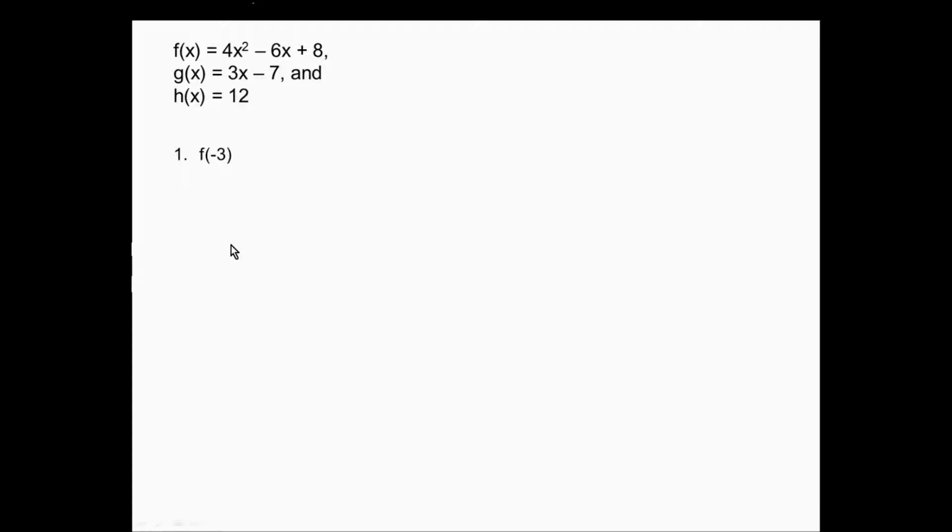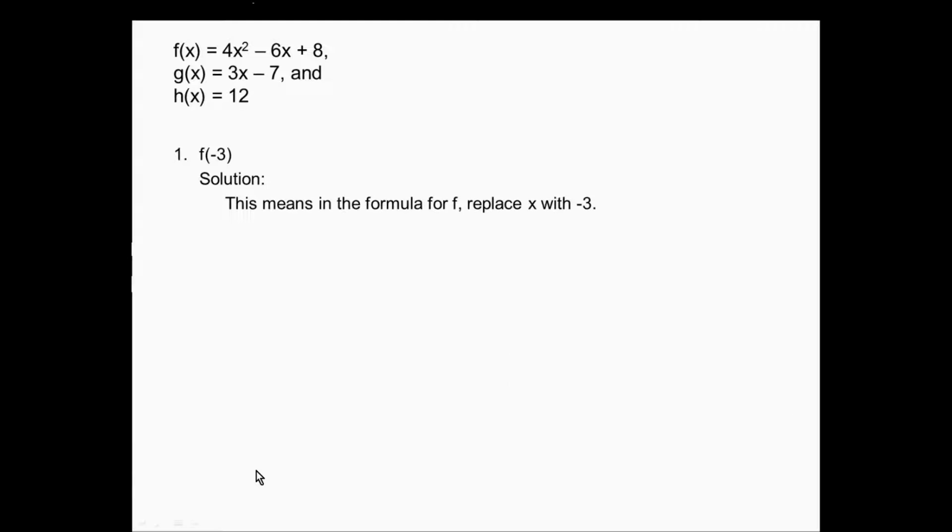I'm evaluating a function at a number. So what does this notation mean? It means, in the formula for f, replace x with negative 3. So I'm going to go back up here and replace these two x's with negative 3. We are actually evaluating the expression 4x squared minus 6x plus 8 for x equal negative 3. If we did not have functions, that's what we would say.